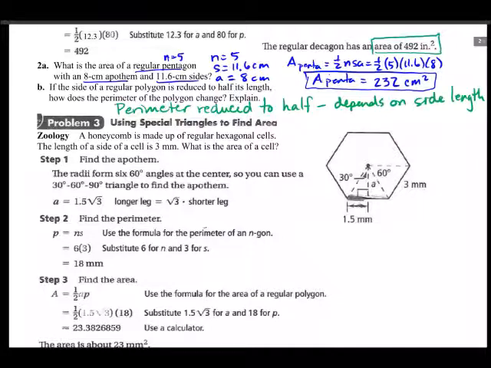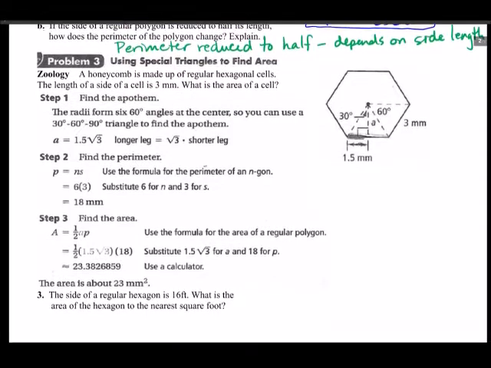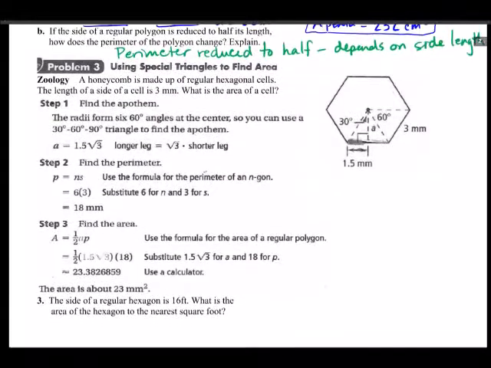The second problem says if you reduce the length of the side to half its length, how does that affect the perimeter? The perimeter gets cut in half as well. You add up the sides to make the perimeter. If you only have half the length, you have half the perimeter. All right. Yes, that was too easy.